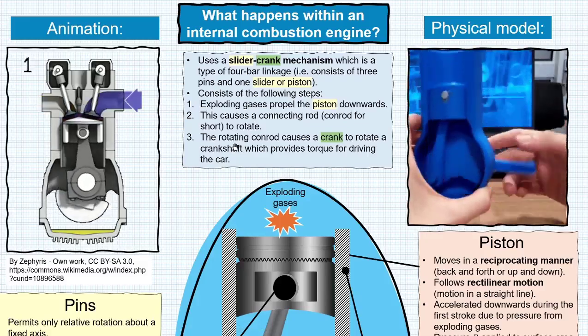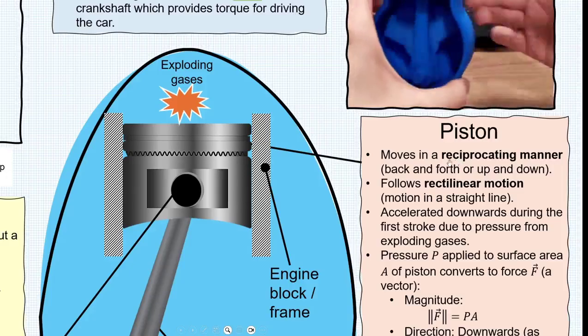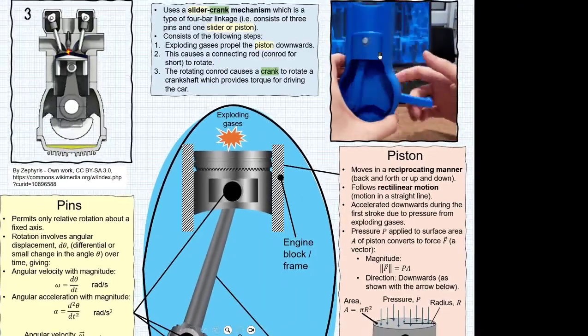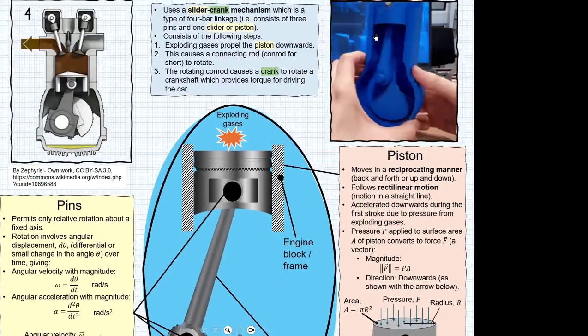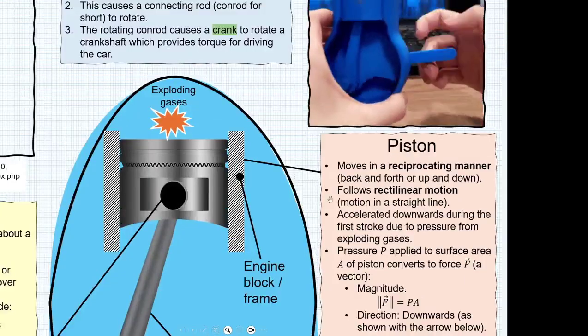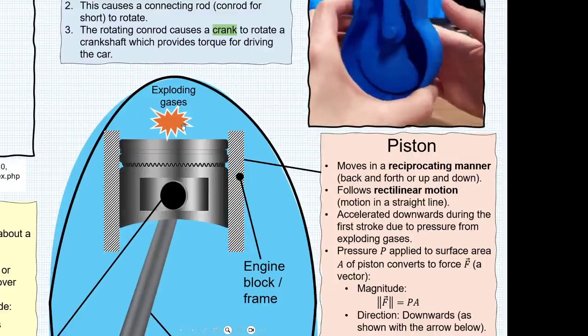Let's look at each of these components individually. Starting with the piston. The piston moves in a reciprocating manner. In other words, it moves back and forth or up and down as shown in these videos. It also follows rectilinear motion, which is motion in a straight line. The piston is accelerated downwards during the first stroke due to pressure from exploding gases.